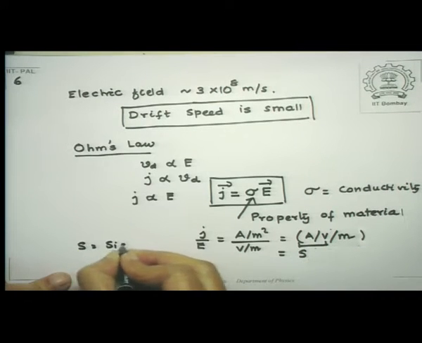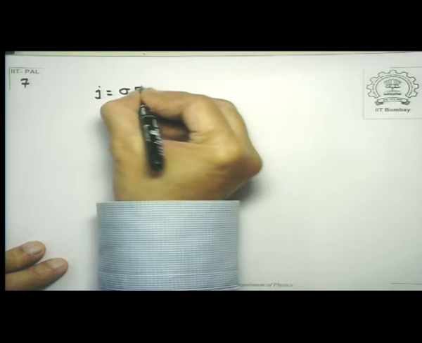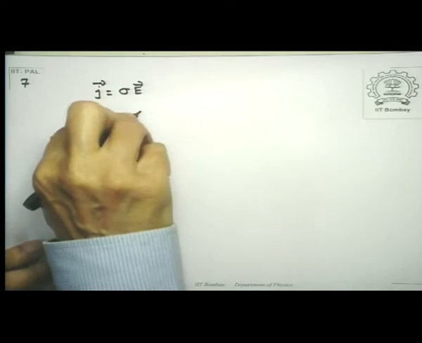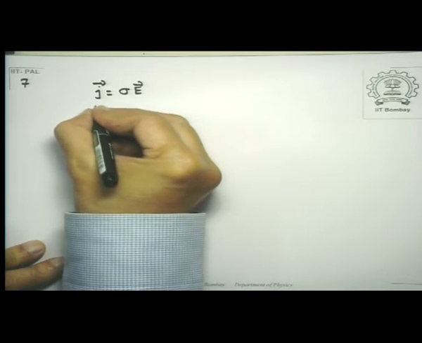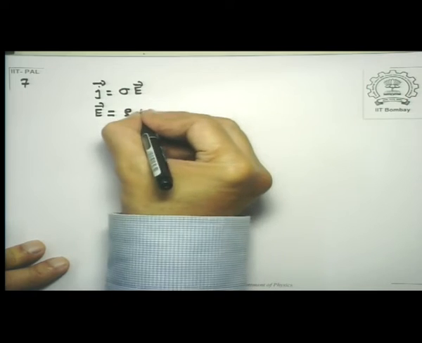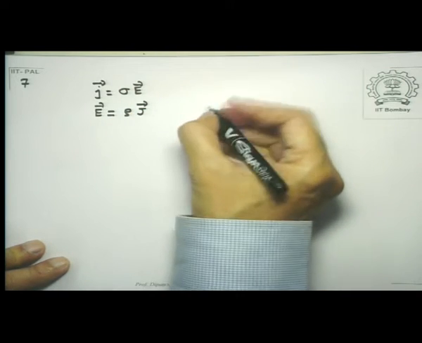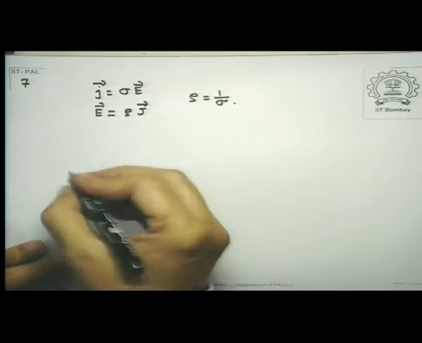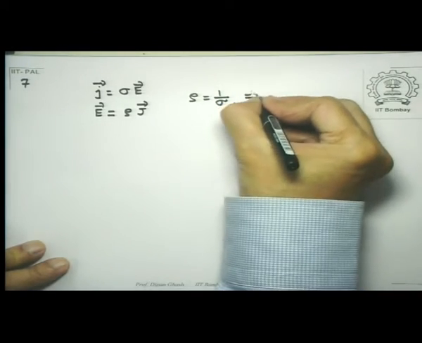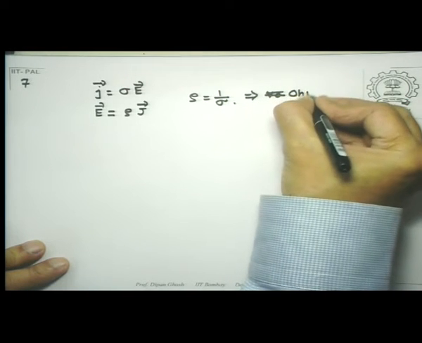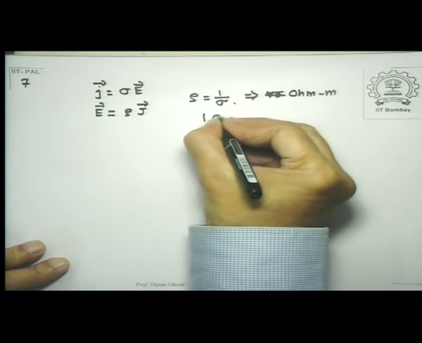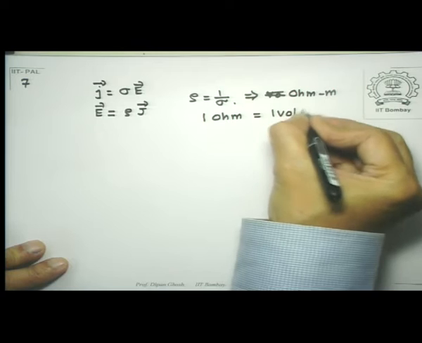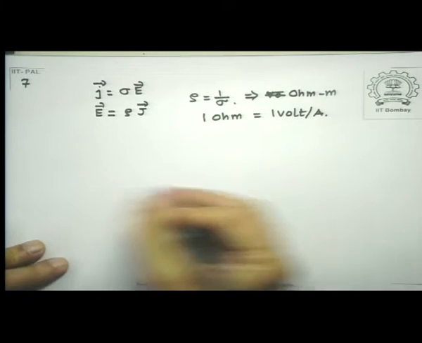Now normally this relationship J is equal to sigma E is written by writing the inverse relationship, namely E is equal to rho J, where clearly rho is nothing but 1 over sigma, and the unit of this is ohm meter. 1 ohm is the same as 1 volt per ampere and is also equal to Siemen inverse.